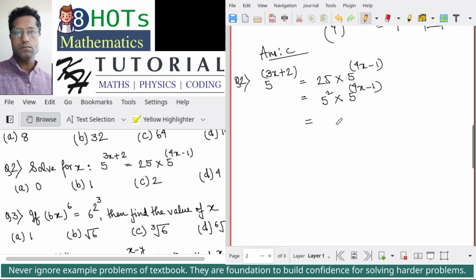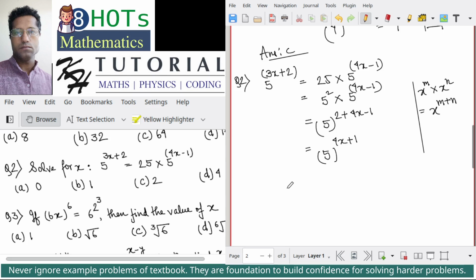On the right hand side, the product of two exponents with the same base is equal to the same base raised to the sum of the powers. So this will be 5 raised to the power 2 plus 4x minus 1. We know that x to the power m multiplied by x to the power n is equal to x to the power m plus n. After simplifying the power, this is 5 raised to the power 4x plus 1.